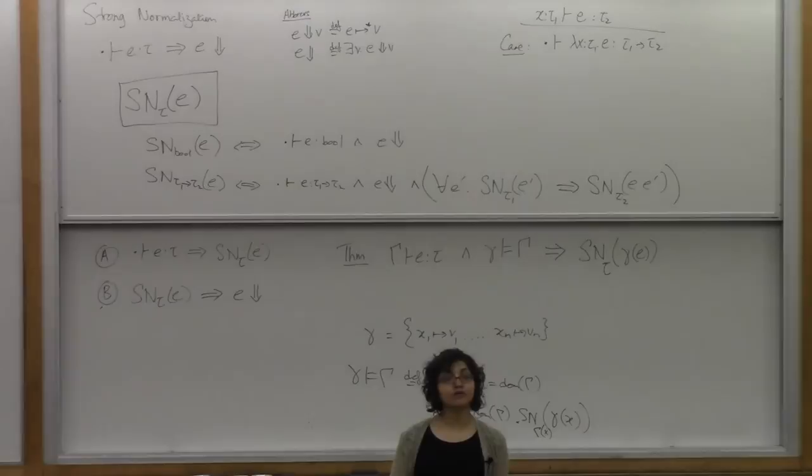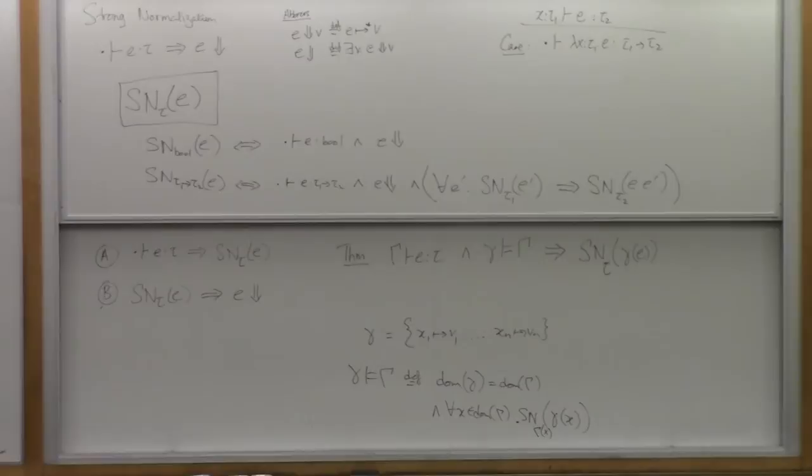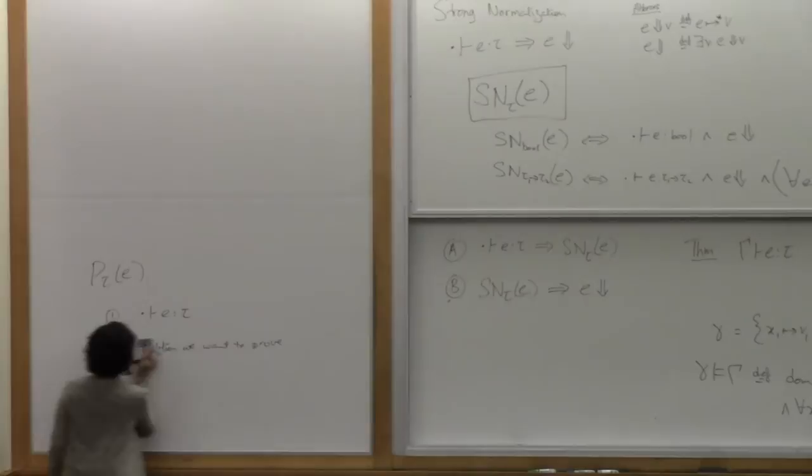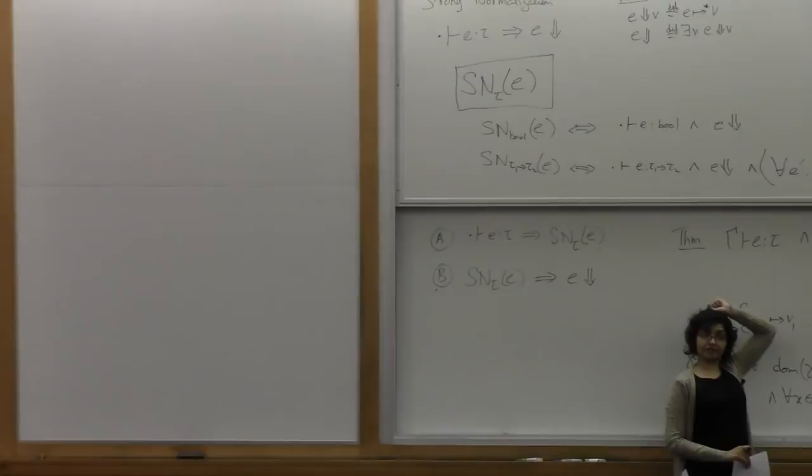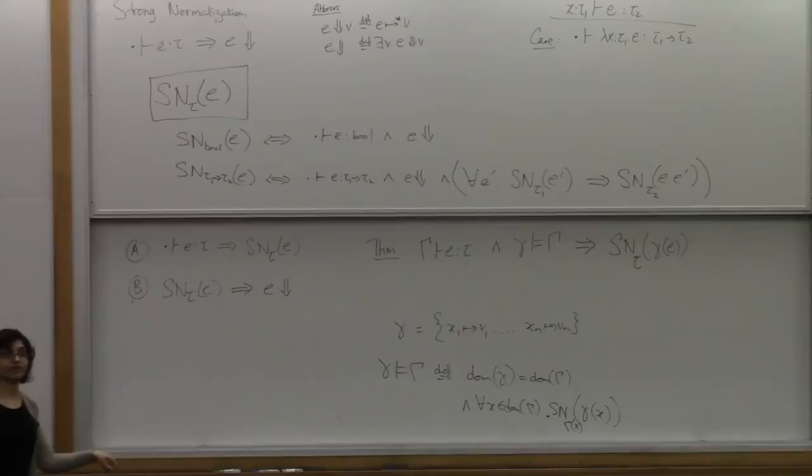Okay, before I go on, I'm just going to point out something minor that has to do with substitution. So we are going to prove this theorem now, right? We're going to prove it by induction on the structure of this typing derivation. But before we do that, I'm going to put down a couple of lemmas that we are going to need during that proof. Okay?